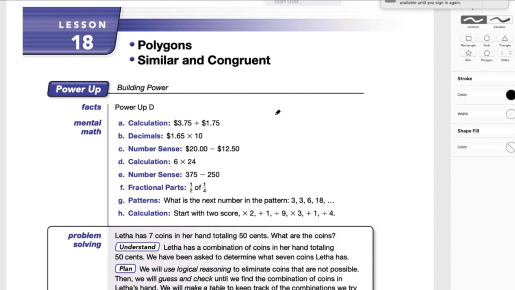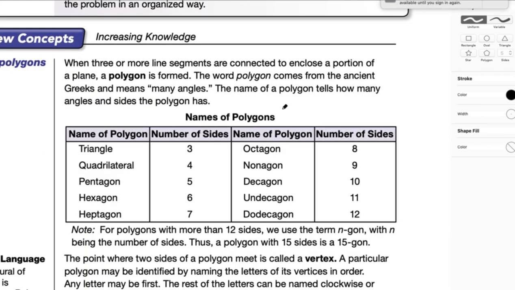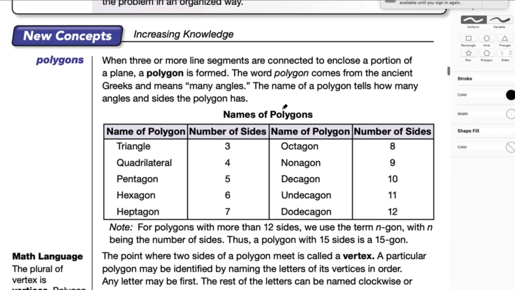Here in lesson 18, this is Saxon Math Course 2, we're going to talk about polygons and the idea of things that are similar and congruent. Typically we talk about the word polygon as shapes. Polygon comes from ancient Greek, where poly means many and gon means angles, so a polygon has many angles. I don't like using the word shapes for polygons because lots of things have shape. A circle is a shape, but it's not a polygon because it has no angles, all right?